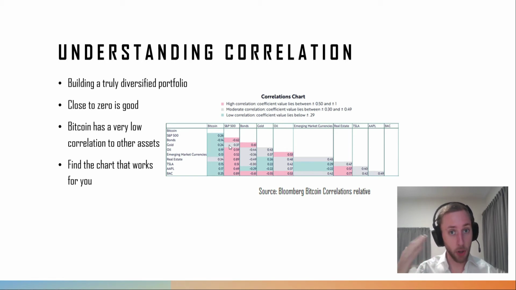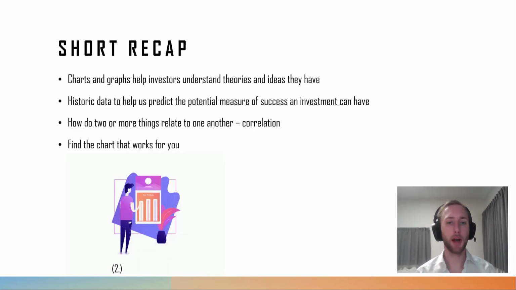So if you're number oriented and also color oriented, then this is a very good way to understand correlation between one or two assets. So a final short recap before we get into the really interesting stuff. Charts and graphs can help investors understand theories and ideas they have. They can help us understand how a particular historic trajectory has developed and help you make a prediction about where the future could potentially go.